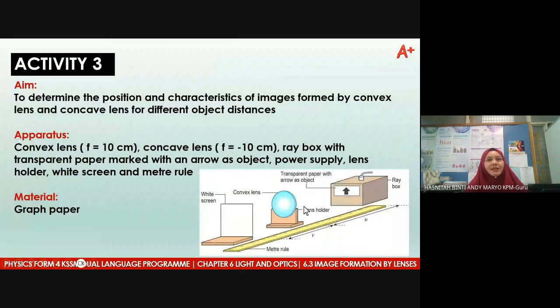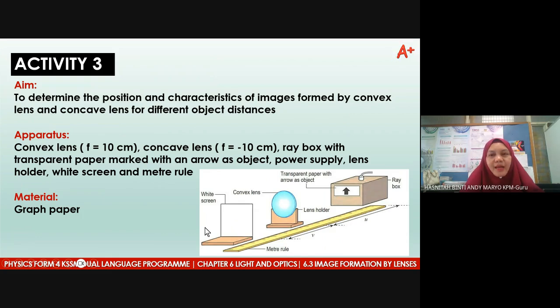Okay, so this is the third activity, to determine position and characteristic of image formed by convex lens. So now we understand the rules of drawing in order to determine characteristic of image. So this is the second method to determine the characteristic, by conducting an experiment using the optical apparatus.